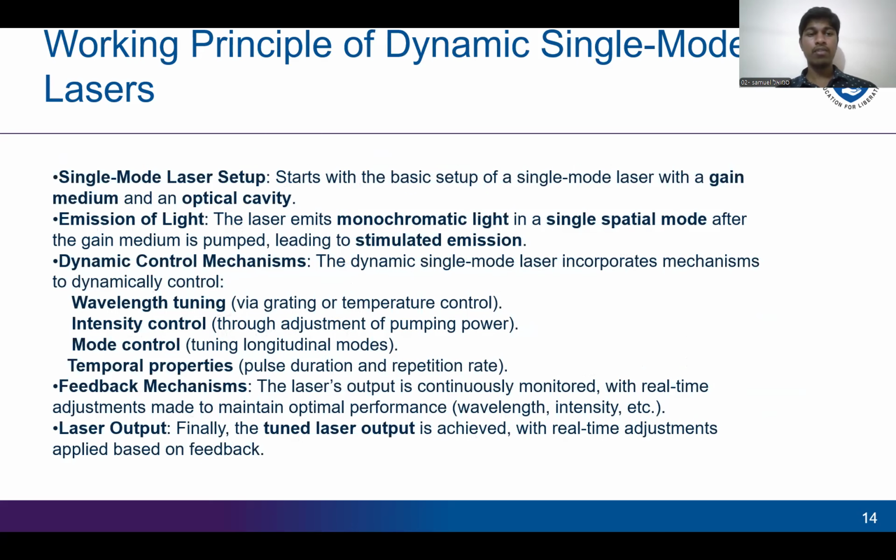Working principle of dynamic single mode laser. Single mode laser setup. It all starts with the basic setup of a single mode laser with a gain medium and optical cavity. The laser emits monochromatic light in a single spatial mode after the gain medium is pumped, leading to stimulated emission. The dynamic single mode laser incorporates mechanisms to dynamically control wavelength tuning, intensity control, mode control, and temporal properties. Feedback mechanism. The laser output is continually monitored with real-time adjustments made to maintain optimal performance, such as wavelength, intensity, power, and so on. Finally, the tuned laser output is achieved with real-time adjustments applied based on the feedback.